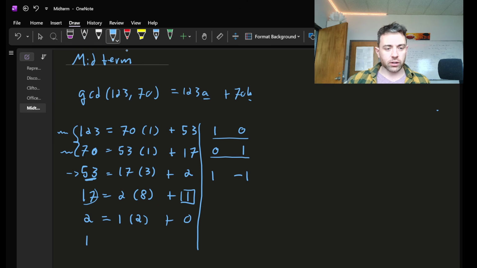Then I go over, I look at 17. How did I produce 17 from 70 and 53? Well, again, I just subtract 53, so the entry in row 3 from the entry in row 2. So I'm going to do those same operations here. So it goes 0, subtract 1 is minus 1. 1 subtract minus 1 is 2.